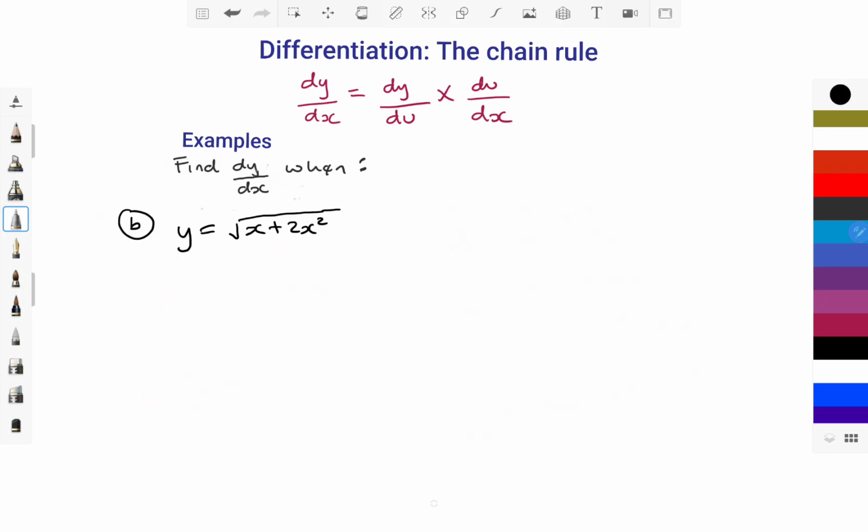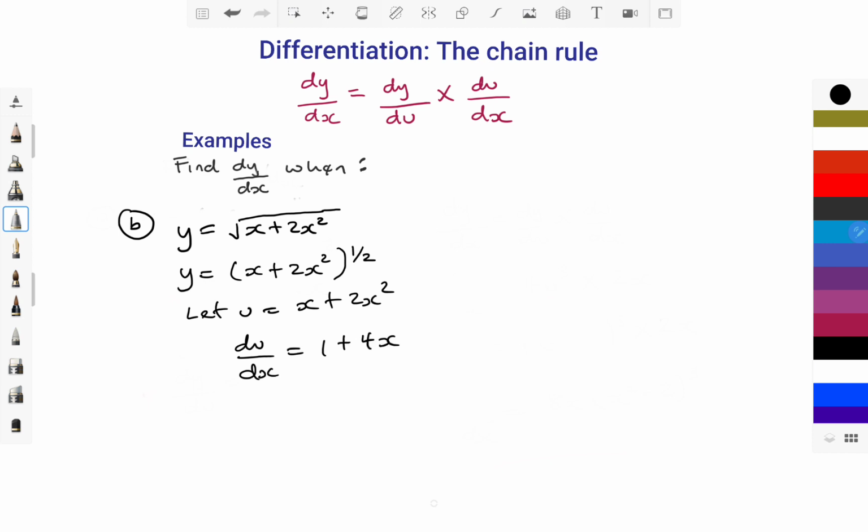In this example, we have find dy/dx when y equals the square root of x plus 2x squared. We're going to change our square root to rational exponents, and we're going to have y equals (x plus 2x squared) all to the power of half. Then the next step, let u equal x plus 2x squared. I know that my du/dx is going to give me 1 plus 4x.